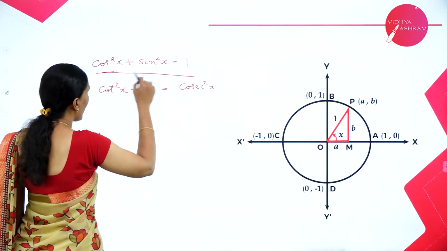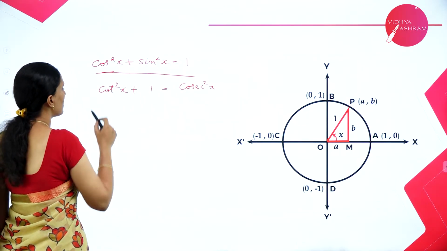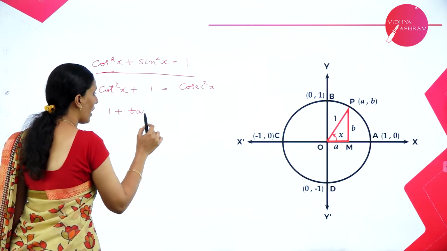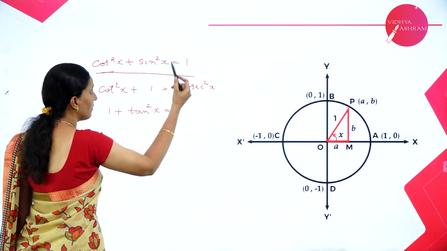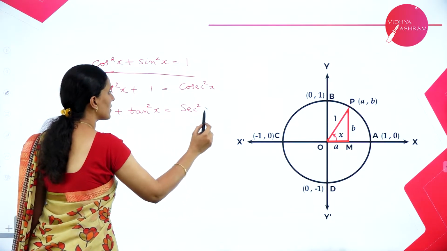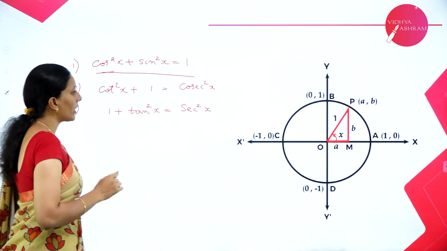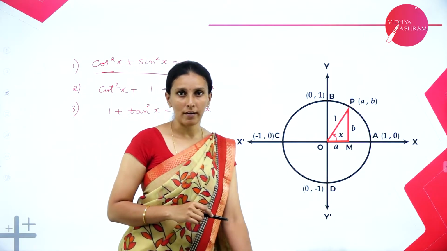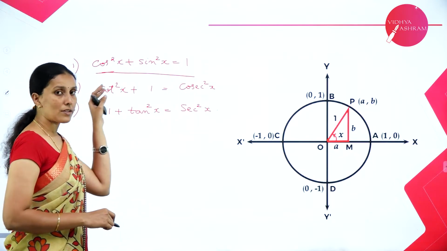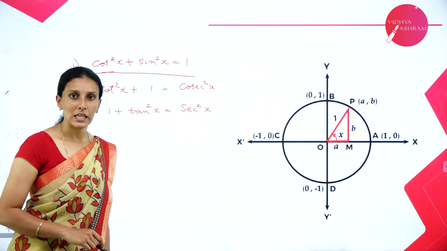Next, if I divide this complete equation by cos square x, cos square x by cos square x is 1. Sin square by cos square becomes tan square, because sin by cos is tan. 1 by cos is secant, so 1 by cos square becomes secant square x. So these are the three important identities which we can derive from the unit circle: cos square x plus sin square x is 1, 1 plus cot square x is cosecant square x, and 1 plus tan square x is secant square x.